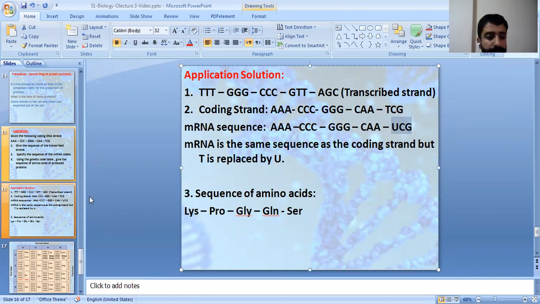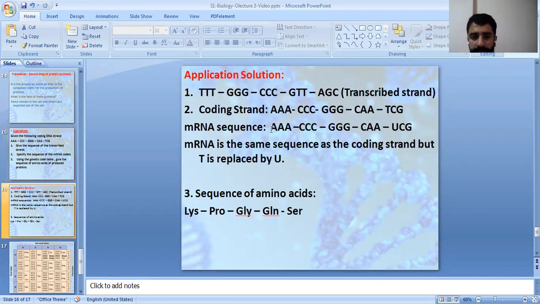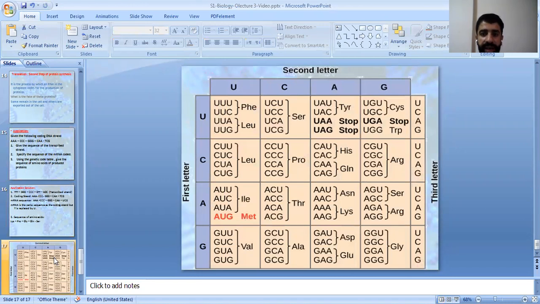Okay? Question 43, they said using the genetic code table, give the sequence of the amino acids produced. Here we have the amino acids according to the mRNA. AAA, how can I get it? Here, the genetic code table, this is given. Genetic code table, AAA. First letter is A. Second letter is A. And the third letter is A. So A, move here, A, LYS.